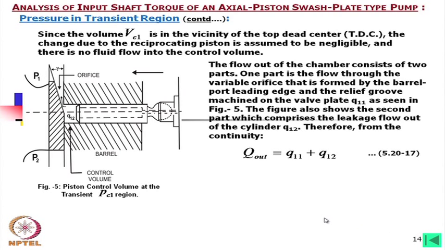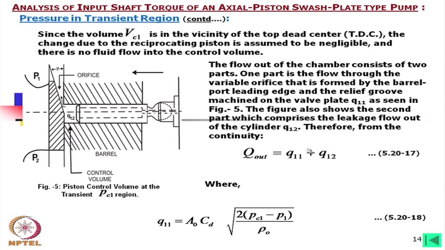Now, the flow out of the chamber consists of two parts. One part is the flow through the variable orifice that is formed by the barrel port leading edge and the relief groove machined on the valve plate. That is given by small q11, as seen in figure 5. This q11 is not shown here, and the figure also shows the second part, which comprises the leakage flow out of the cylinder. One leakage is here, another leakage is here. That is q12 and this is q11, unfortunately this is not mentioned here. So these two leakages we must consider.